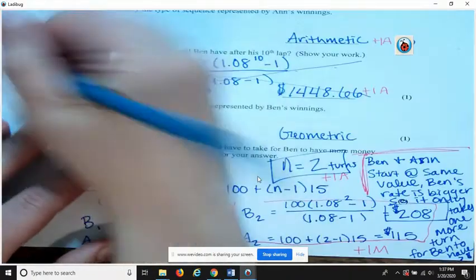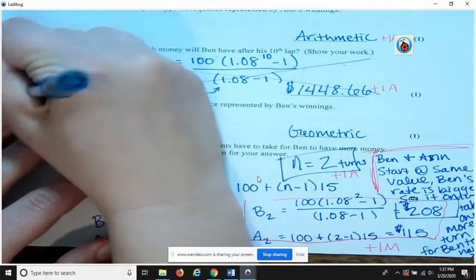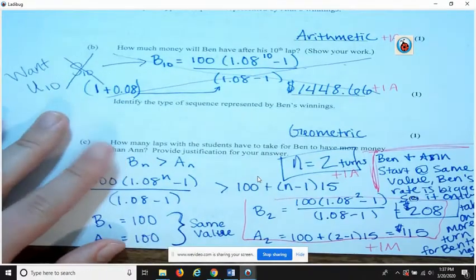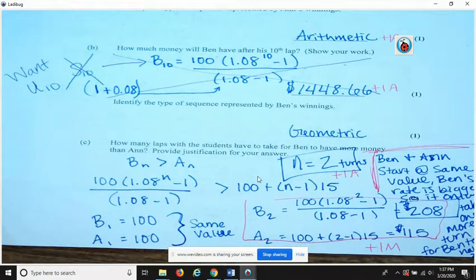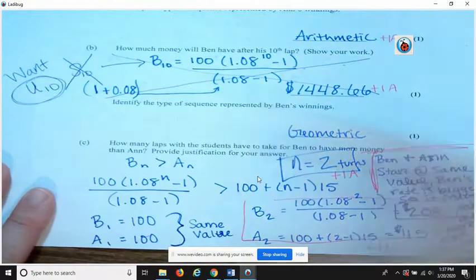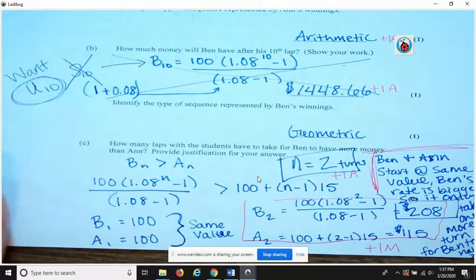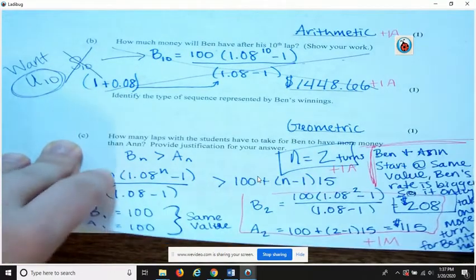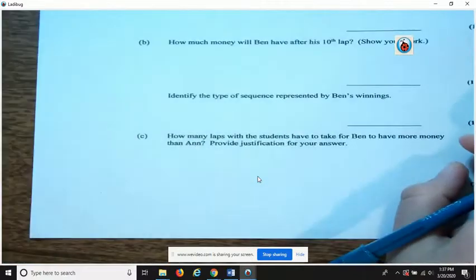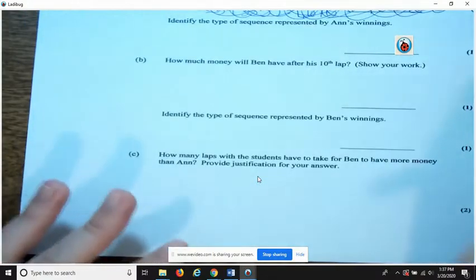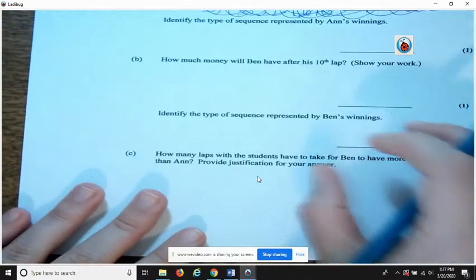We want U sub 10, how much Ben had on his 10th term, not the sum of money he would have gotten if we added together every single term. So this is what we want right here. We're going to redo part B of this problem and recalculate it, and then that will require us to redo part C as well, and maybe part C will be a little bit more interesting.